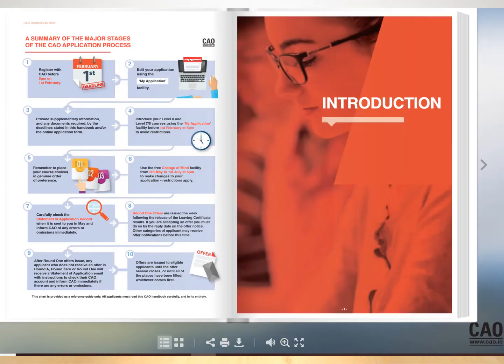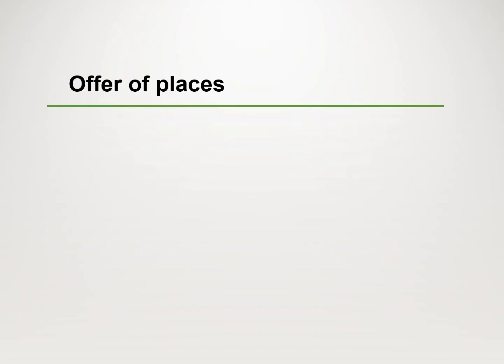This little picture here or slide is an important one to reference because it's a summary of the major stages of the CAO application process going from point 1 to number 10. So it's kind of a one-stop shop there for what's happening as we go through the weeks and months ahead.